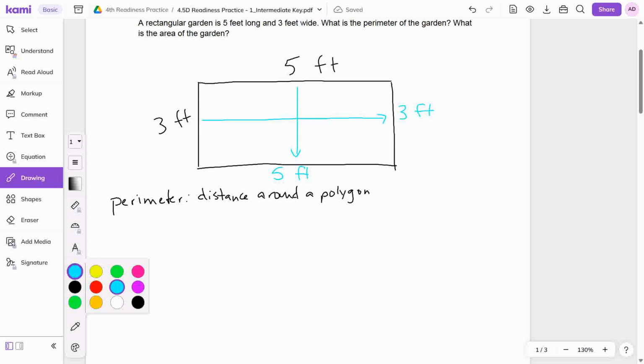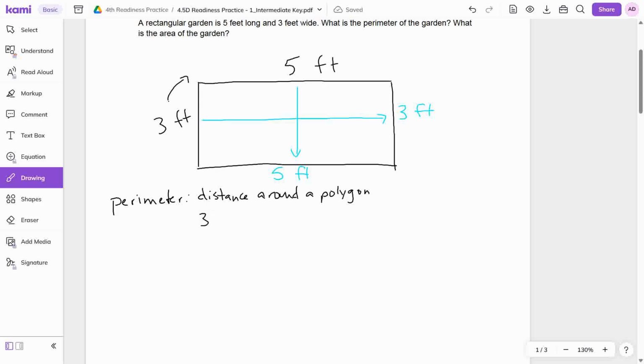So that's one of the keys with perimeter, especially if you're missing side lengths, is using other side lengths to see, well, if that's the same length, then you can just repeat that number. And so really what we're looking for here is, if we start from here and go clockwise, we're looking at 3 plus 5 plus 3 plus 5.